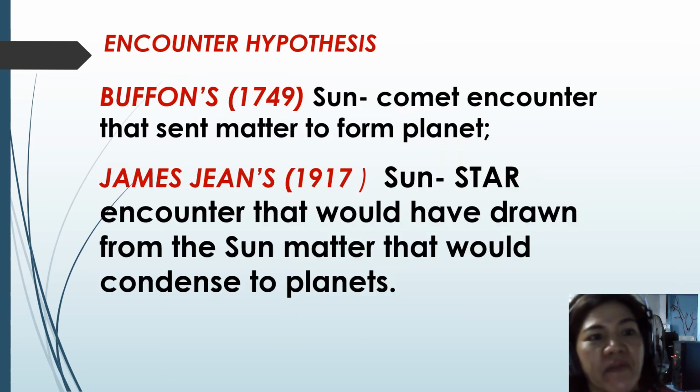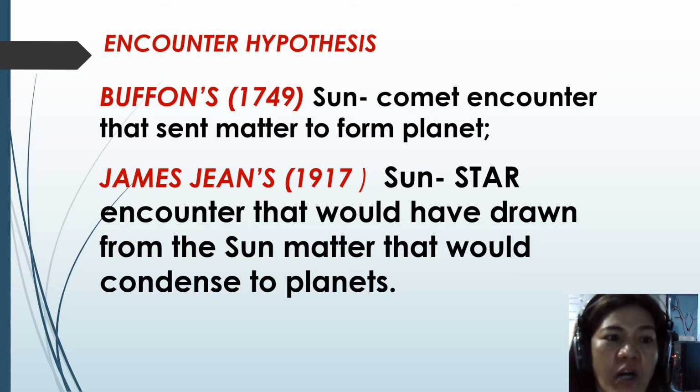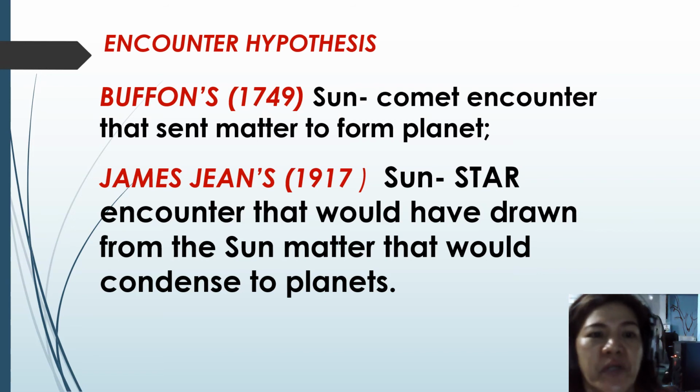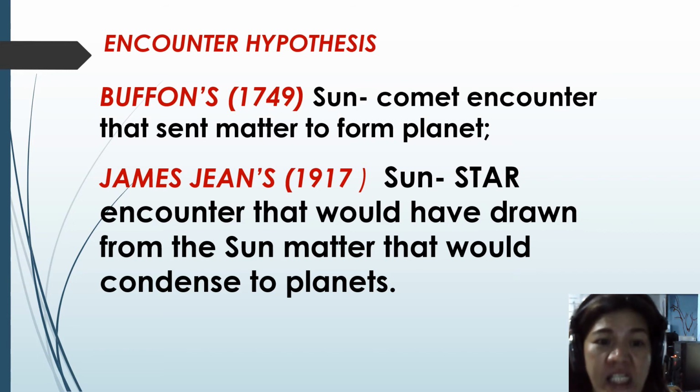Okay, next we have to discuss the encounter hypothesis. So according to Buffon, a sun-comet encounter sent matter out to form planets. James Jeans proposed a sun-star encounter that would have drawn from the sun matter that would condense into planets. So remember, Buffon, it is the sun-comet encounter to form a planet. For James Jeans, it is the sun-star encounter to form a planet.